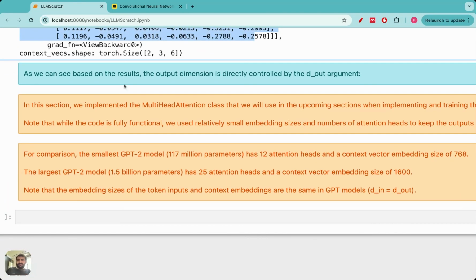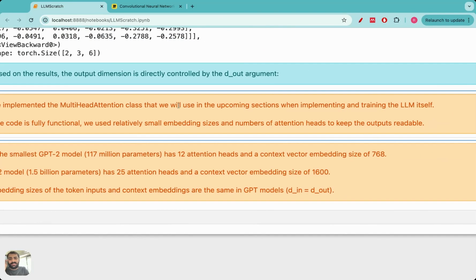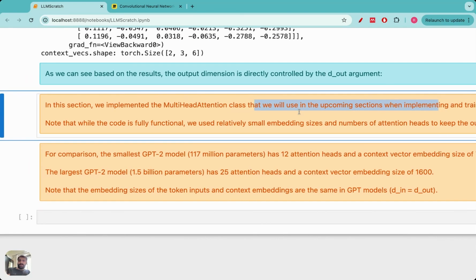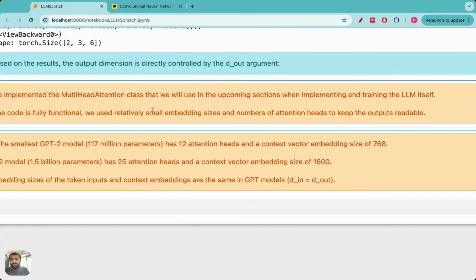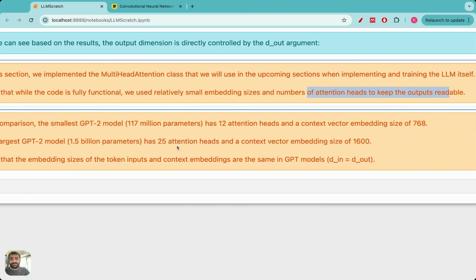That brings me to the end of this lecture. In this lecture, we implemented the multi-head attention class that we'll be using in the upcoming lectures to implement and train the LLM. This code is fully functional, but we used relatively small embedding sizes and number of attention heads to keep the outputs readable. As I showed you, we only use two attention heads, but GPT-3 actually used 96 attention heads.